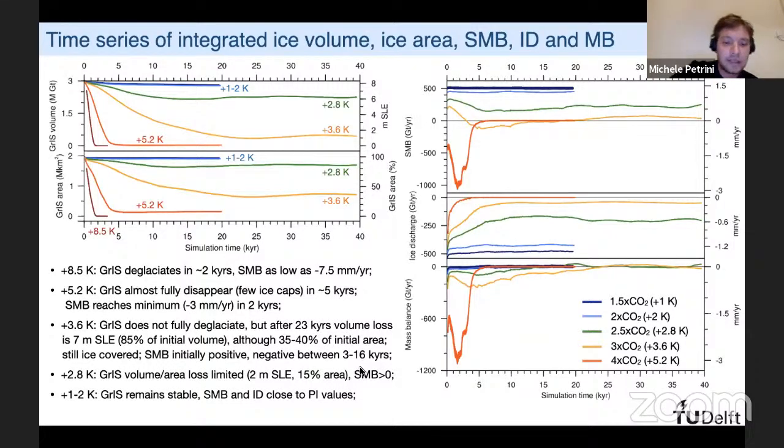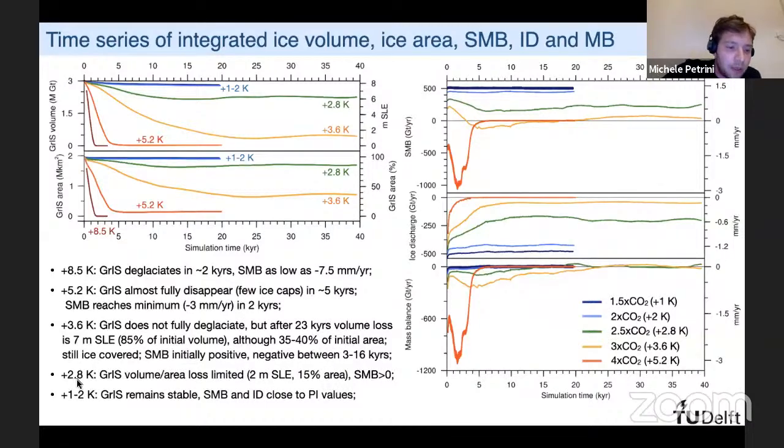However, after 23,000 years, the volume loss is quite high, 7 meter sea level equivalent, which is 85% of our PI initial volume, which is a bit overestimated. We do see, though, that 35–40% of the initial area is still remaining, still ice covered, and the SMB starts as positive and then becomes negative and remains negative for between 3 and 16,000 years.